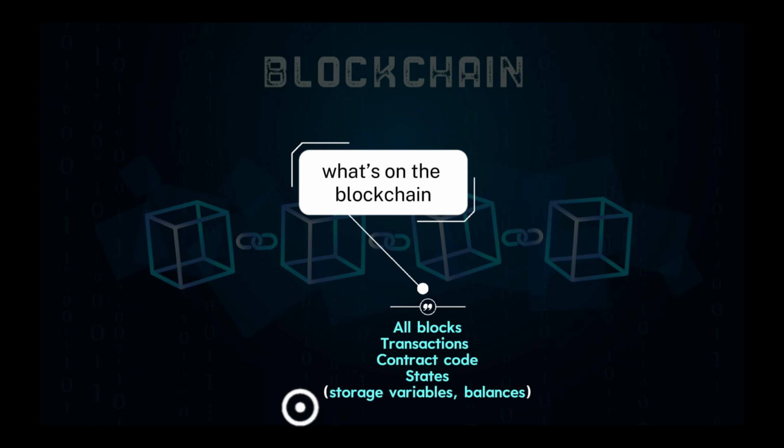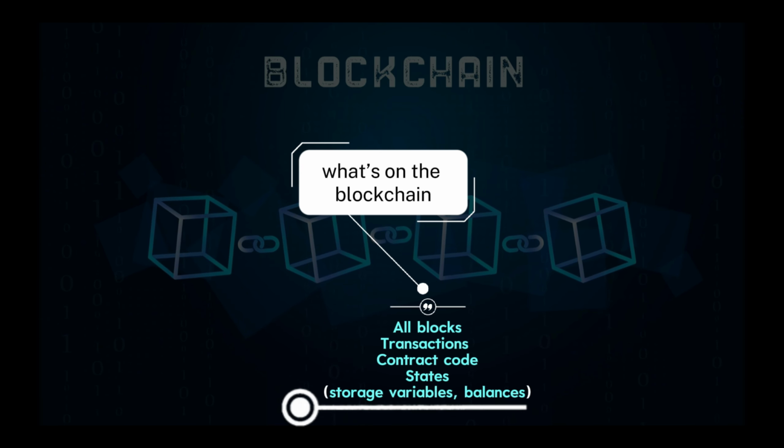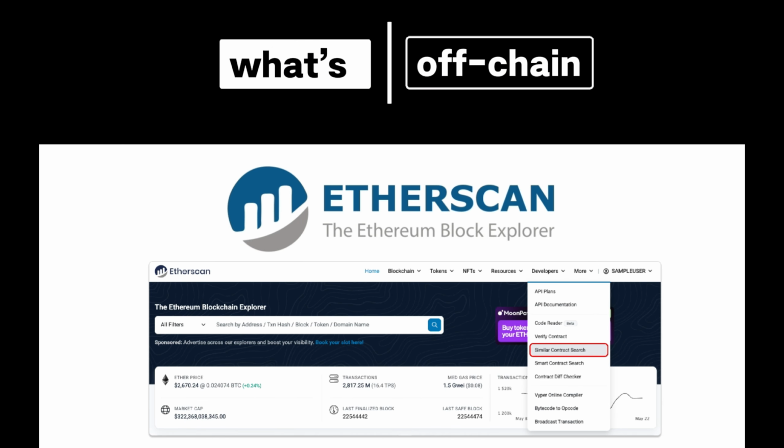Every byte of your contract's deployed code, every function call, every event emitted, it all is in the blockchain history or state. Off-chain are tools and metadata. For example, Etherscan is an external service off-chain that indexes and displays on-chain data. If you search your contract address on Etherscan, you'll see a user-friendly page: transaction history, contract ABI if verified, balances, etc.